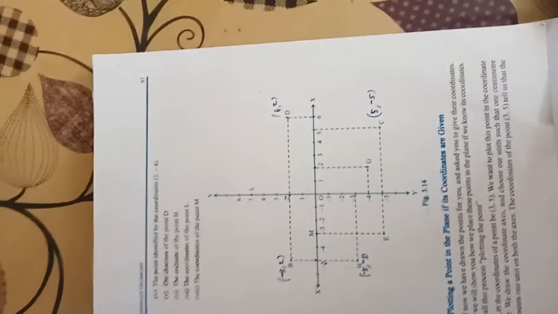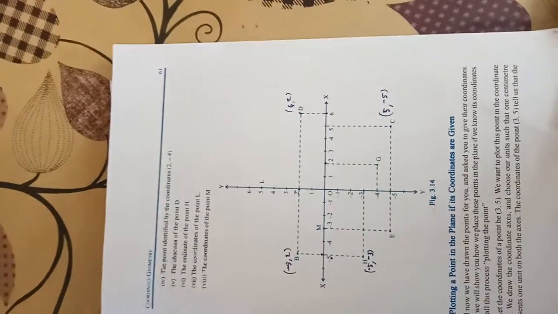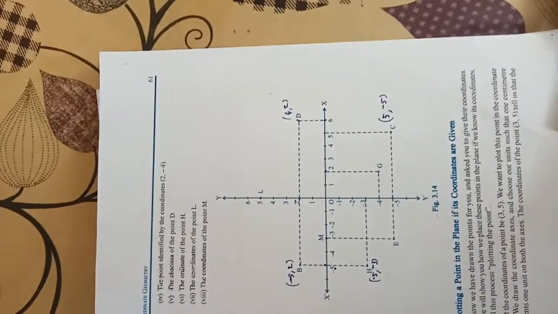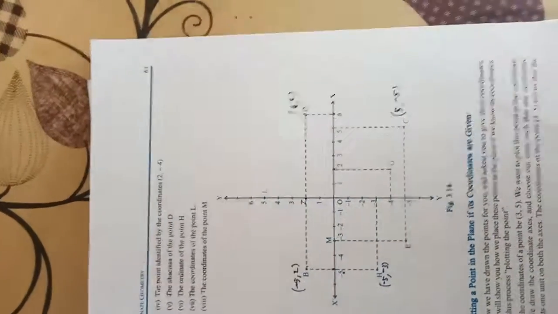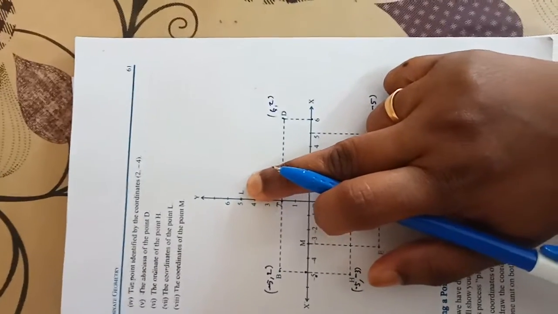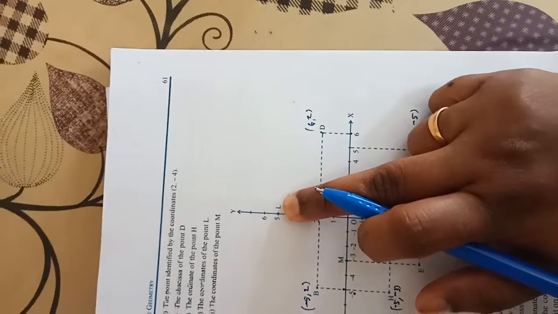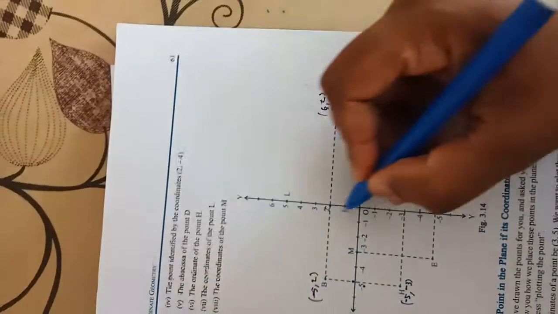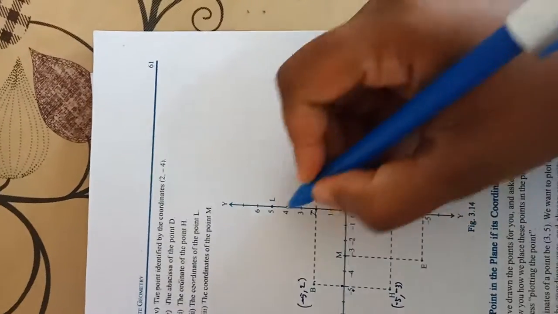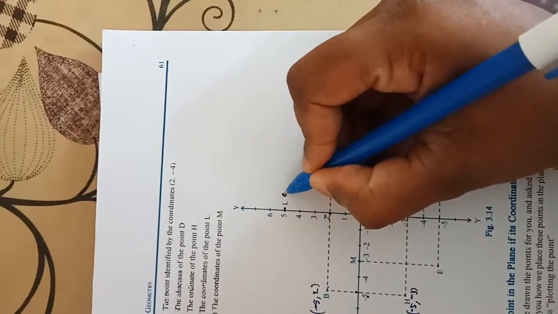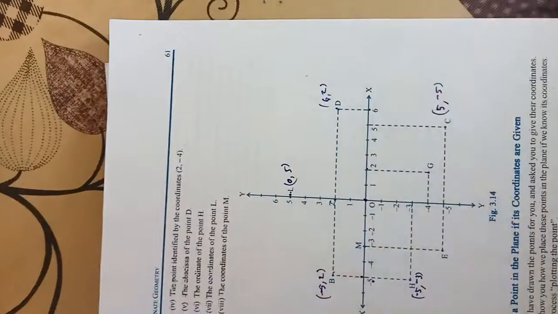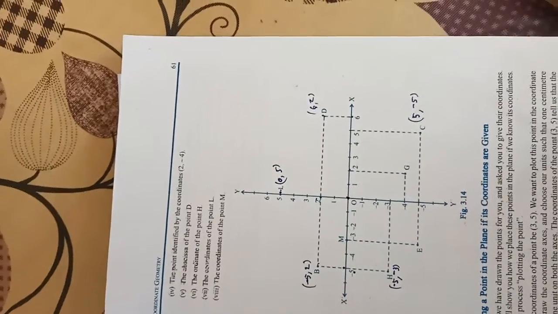Next part, seventh part of the question. The ordinate of the point L. Where is L? L is mentioned here. So you have to write the point L. Check here, the point L is meeting on y-axis, but here the x value is 0. So the point L, x value 0 and y value 5. So the point L is 0, 5.